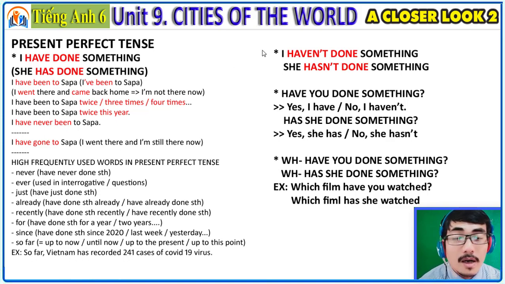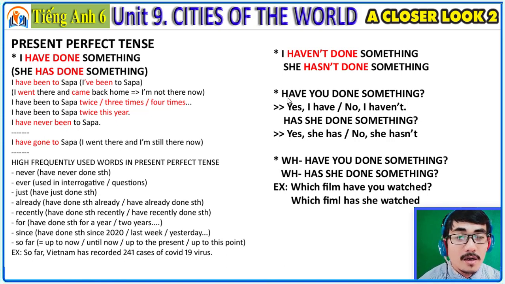Okay? Now, another form of the present perfect, like haven't done, is negative, right? Negative. I haven't done something, or she hasn't done something. Haven't, I haven't, you haven't, they haven't, we haven't. Nam and Hoa haven't. Plural. And she hasn't, he hasn't, Hoa hasn't, Peter hasn't, singular.